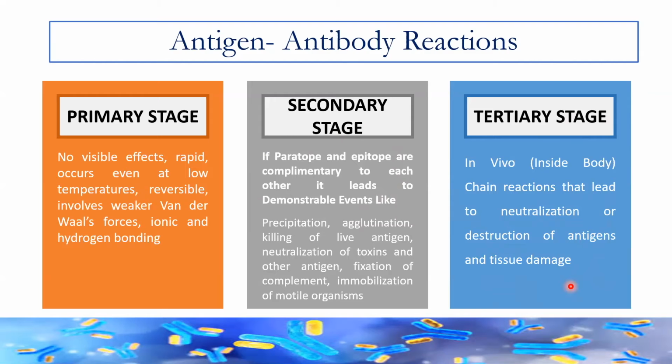In a coming lecture, we will be focusing more on the secondary stage, because as I mentioned, the secondary stage, that is antigen antibody reaction, can be visually seen if you perform the reaction in vitro, that is outside the body. In a test tube, if you react antigen and antibody, then you can see that reaction visually outside the body. So we are going to focus more on the secondary stage in coming lectures.